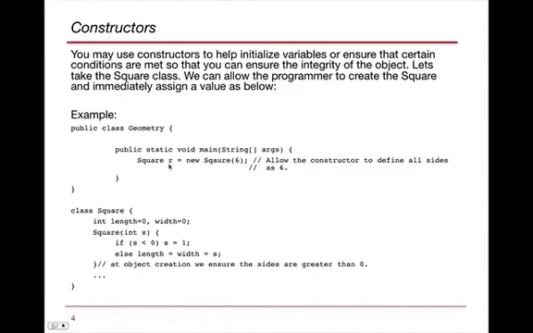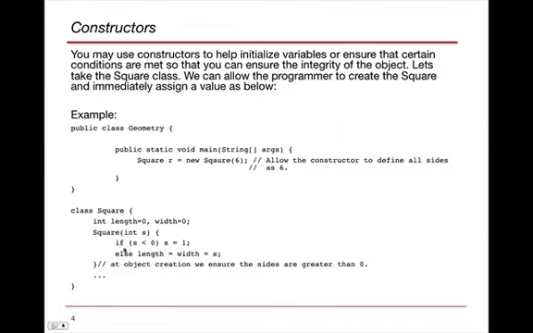So here we have a different one, Square r equals new Square, and we pass in a number. So we basically are telling the Square object that we want all the sides equal to 6. So I have int length equals 0 and int width equals 0 for class Square. And here is my method Square(int s). Now we have a single parameter here, which is the int s. And we pass in a single 6, so that matches. There's no return type, so this is my constructor.